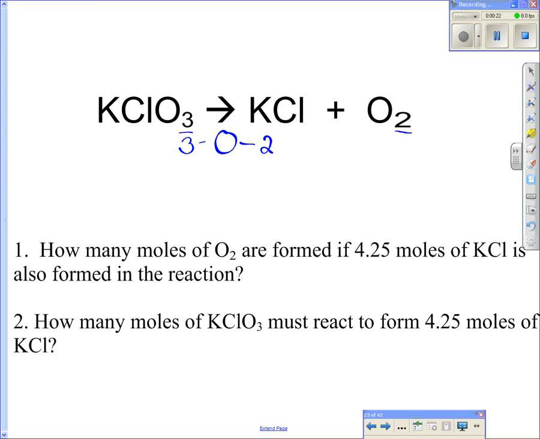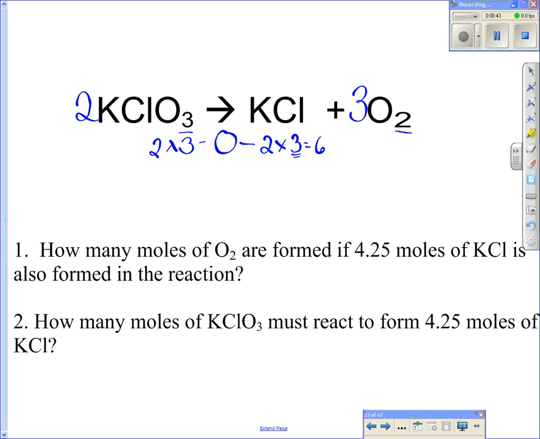My problem is I can't turn a 3 into a 2 or a 2 into a 3, so I'm going to do a common denominator. So I'm going to get them to equal 6. I'm going to multiply 2 times 3. So that means this 3 goes in front of the O2. And I'm going to multiply this times 2. And that means a 2 goes in front of the KCl.